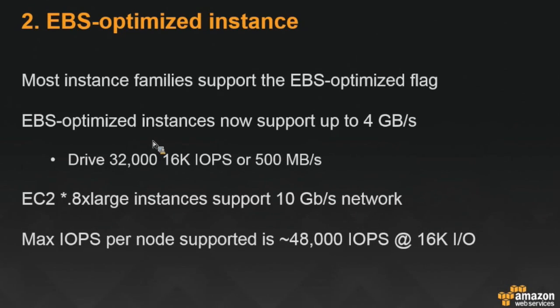EBS instances are available across all of the latest generation instances, so the M3s, the M4, C3, C4, R3. And in our latest generations, so things like the C4 and the M4, they're EBS optimized by default, so you don't even need to choose the flag anymore. On our largest instances, things like the 8 extra large and now our 10 extra large instances, they actually support all the way up to 10 gigabits of EBS optimized traffic. The maximum number of IOPS each instance can do is actually 48,000 IOPS, and you'll see that as we go through in our cheat sheets, and that's on our largest instances, the 8 extra large, for example.